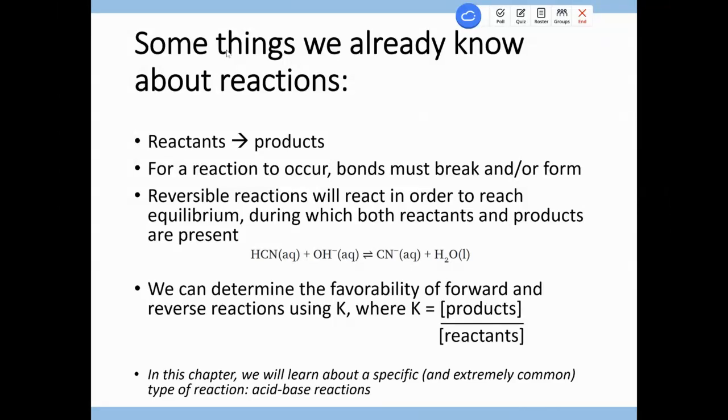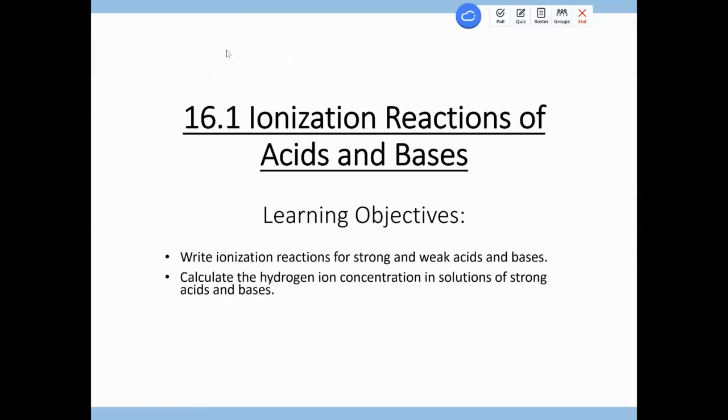So in this chapter, we're going to keep all of that in mind, but we're going to learn about a specific reaction, which is acid-base reactions. This is an extremely common reaction. You're going to see this again in organic chemistry 1 and 2, in biochemistry if you take that class, and I'm sure in your biology courses you talk at least a little bit about acids and bases. So we're going to really dive into what these reactions look like and what happens in an acid-base reaction, and different types of acids and bases.